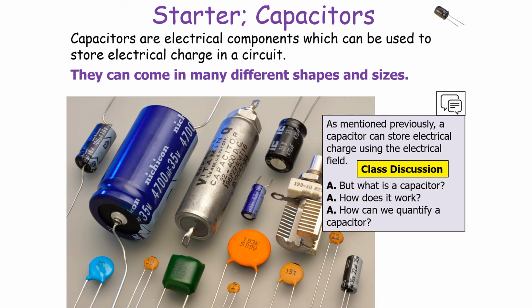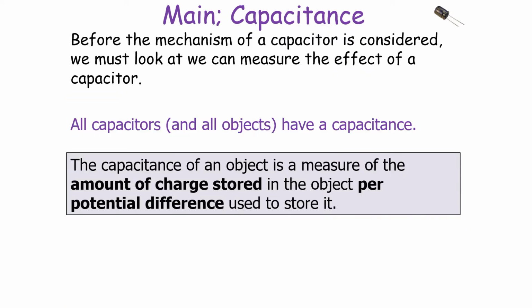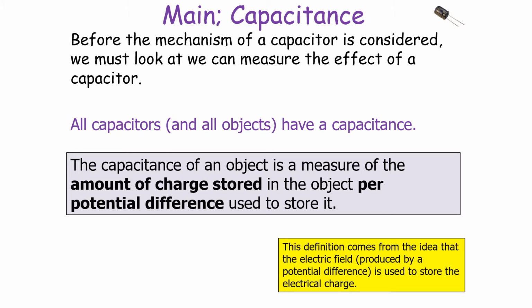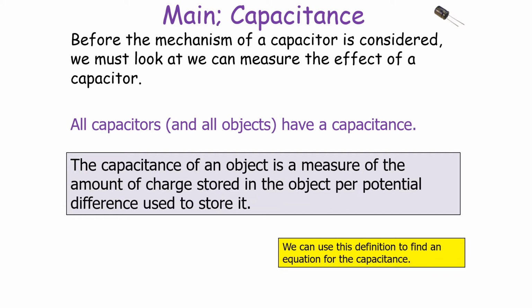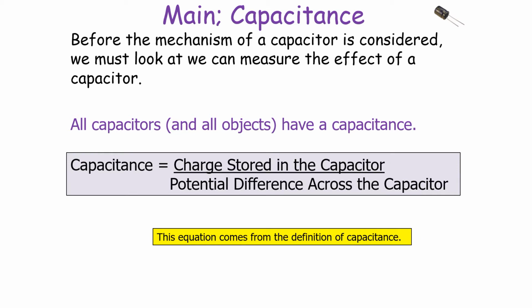Now it's important that we understand what a capacitor is, how it works, and how we can quantify a capacitor. So capacitance of an object is a measure of the amount of charge stored in an object per potential difference used to store it. Now this definition comes from the idea that the electrical field produced by a potential difference can be used to store an electrical charge, and we can use this definition to find an equation for the capacitance. So capacitance is equal to charge stored in the capacitor divided by the potential difference across the capacitor.